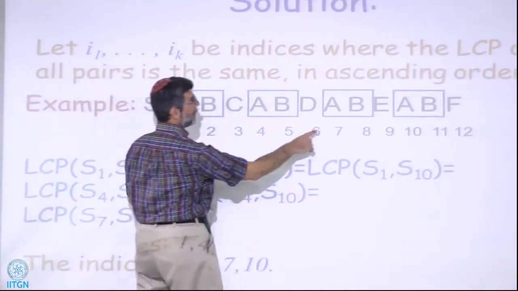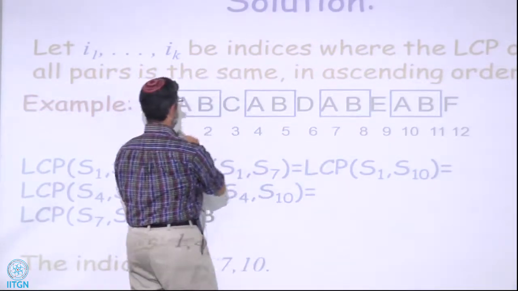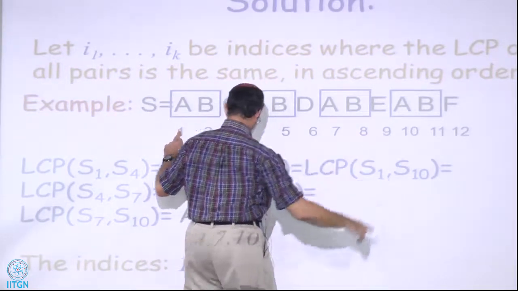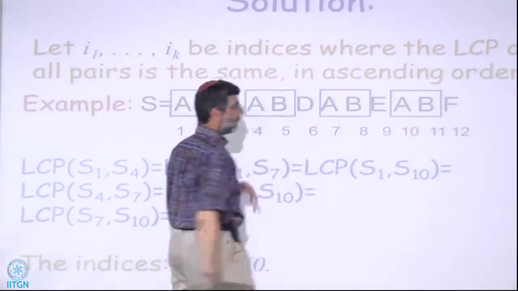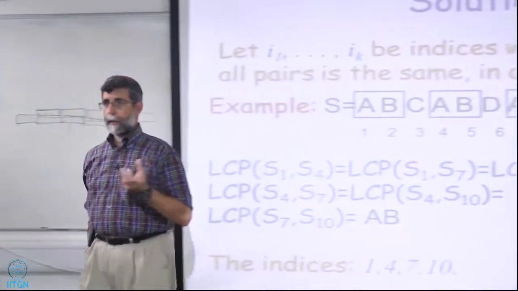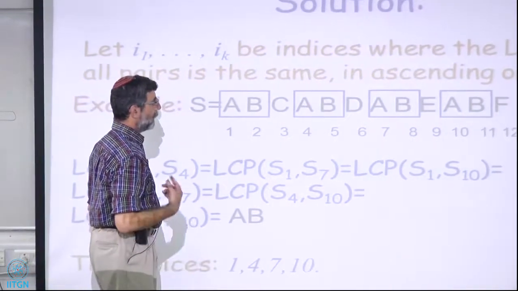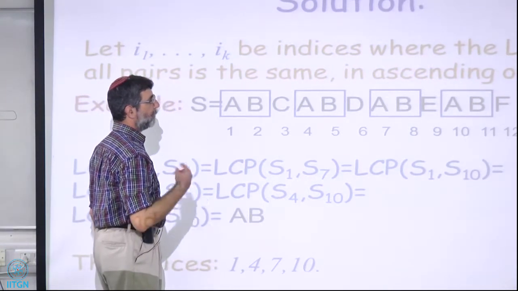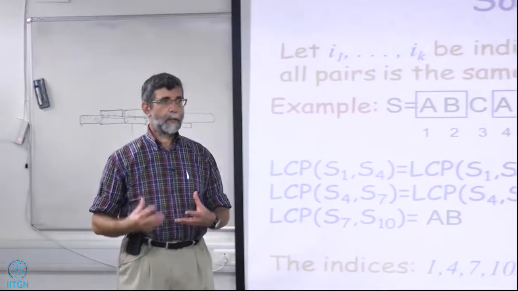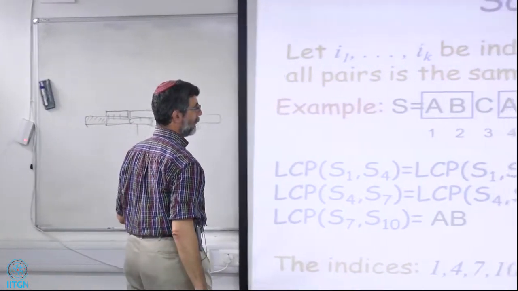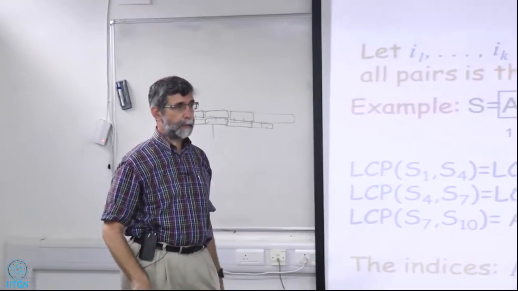The LCP of 1 and 7 is also AB, because this is ABC, this is ABE. And the LCP of 1 and, what was the next one? 10 is also AB, because this is ABC, this is ABF. So AB is the LCP of 1 and 4, 1 and 7, and 1 and 10. But it's also the LCP of 4 and 7, 4 and 10, and also of 7 and 10. So any pair of these, the LCP of them is the same. So these are the indices in ascending order of these pairs.